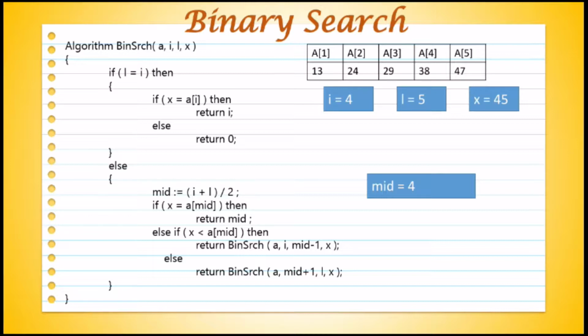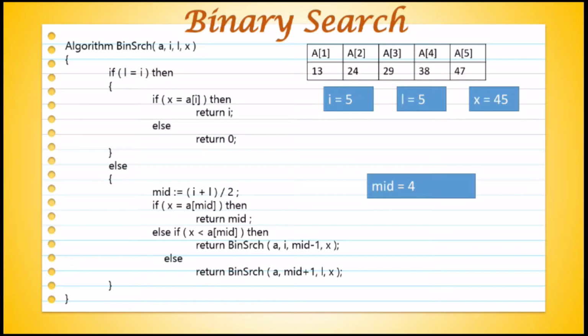So here in the else part, again we are recursively calling the bin search function, but here we are changing the value of I. So again we are incrementing the value of I by mid plus 1. So here the new value of I will be mid plus 1, that is 4 plus 1. So I will be now 5. So now I is also 5 and L is also 5.